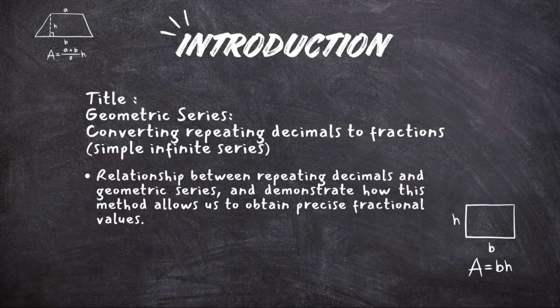Have you ever wondered how a decimal that repeats forever can be written as an exact fraction? In mathematics, a repeating decimal may seem infinite, but it actually follows a clear and predictable pattern. By using the concept of geometric series, this infinite decimal can be represented systematically and converted into a fraction. In this video, we will explain the relationship between repeating decimals and geometric series and demonstrate how this method allows us to obtain precise fractional values.